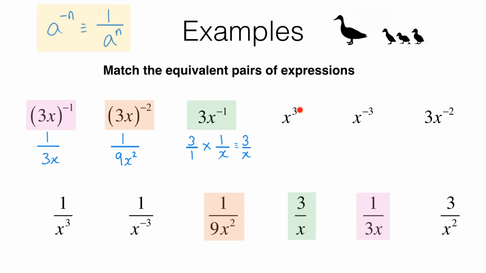Now I'm going to skip the next couple for now and go straight to this last one, which looks very similar to the one we've just done. The only difference is that we've got an index of negative 2 here instead of negative 1. Pause the video and see if you can identify which one of the expressions down here is the one that matches this.